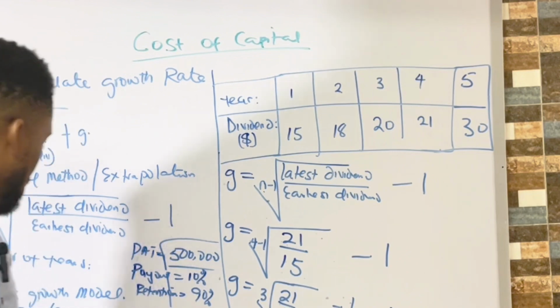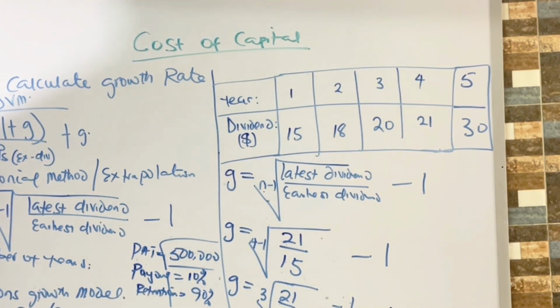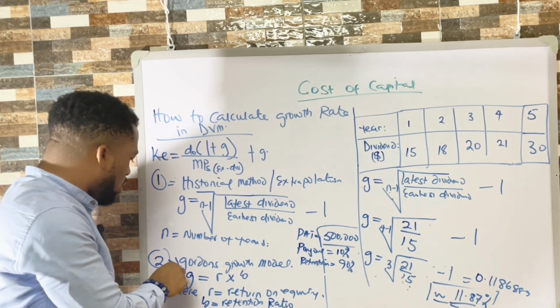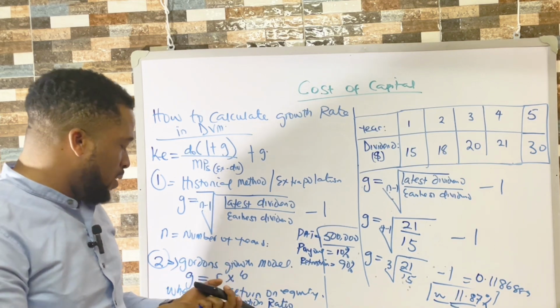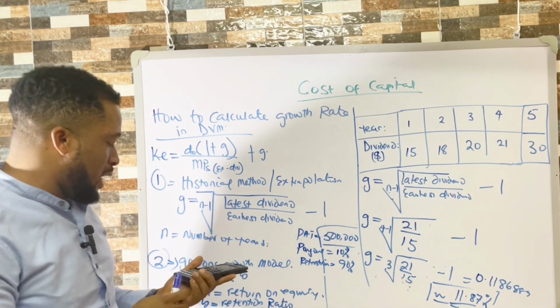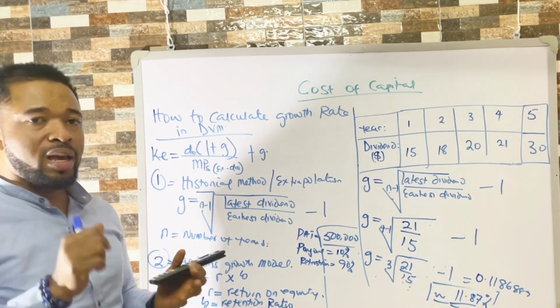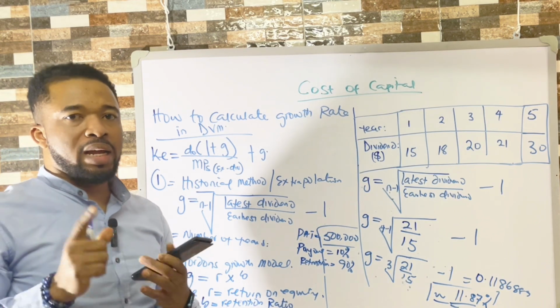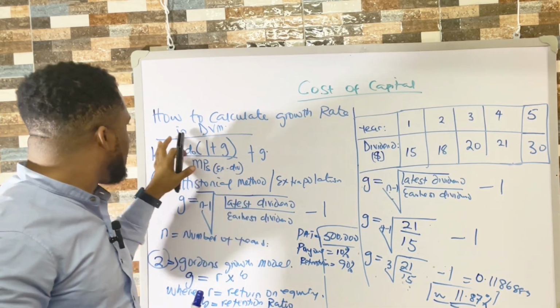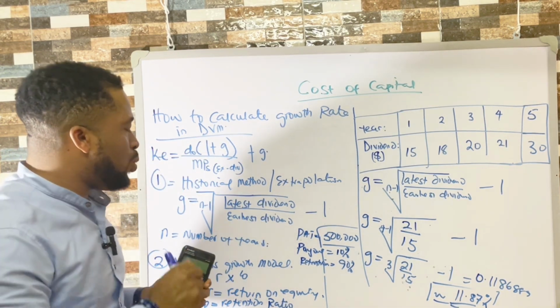In the next video, we'll be looking at how to calculate growth using the Gordon's ratio or Gordon's model. And after that, we pick an exam question from ACCA-FM and the ICAN SFM, and then we see how this was tested there. And then we'll take it off from there.